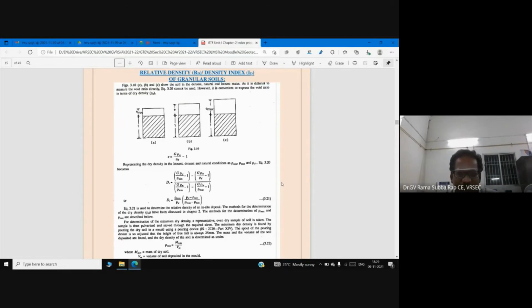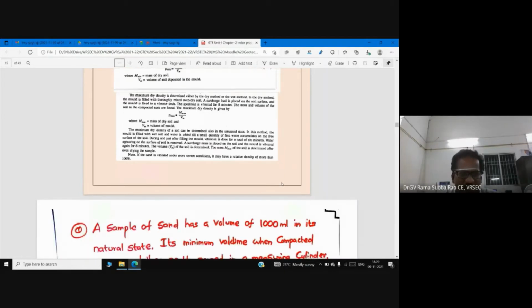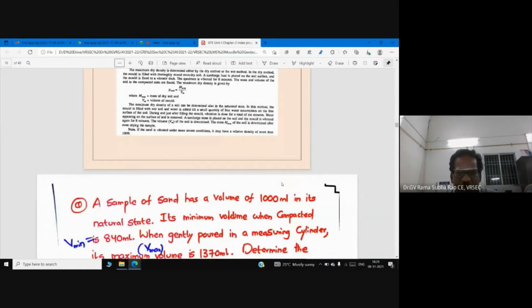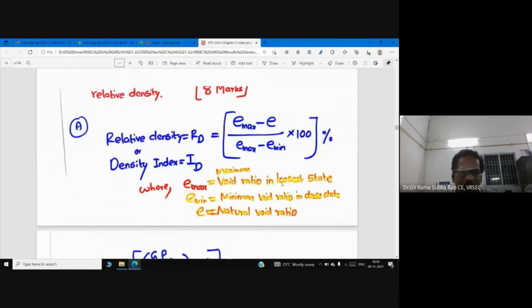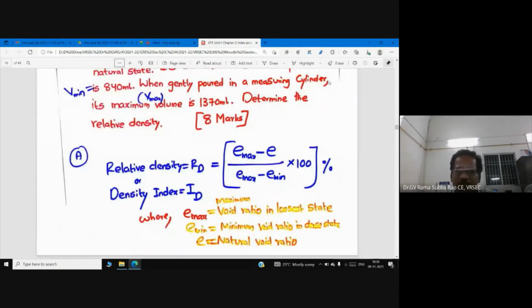This can be characterized by this index, because we are discussing index properties of soils. This time we are discussing one of the important index properties of coarse grained soil. The first is particle size, the second is relative density. Relative density is the old name. Nowadays we use the word density index, so it is also called density index.